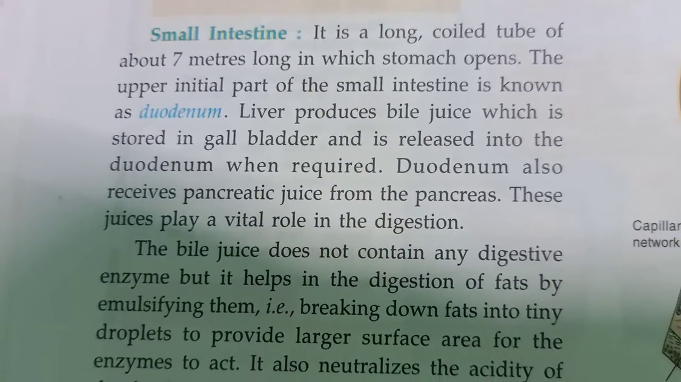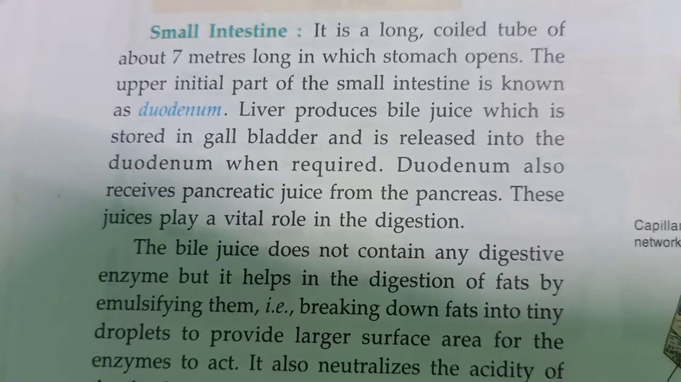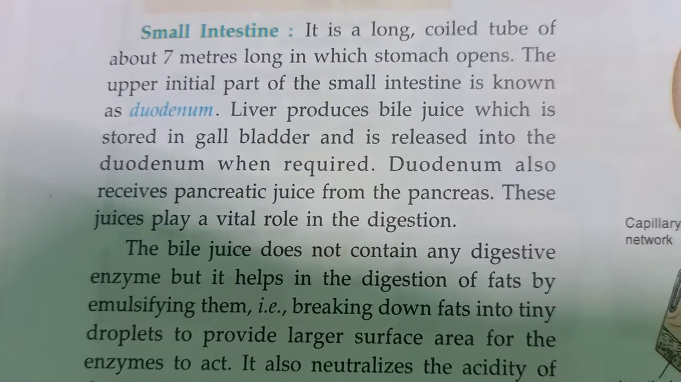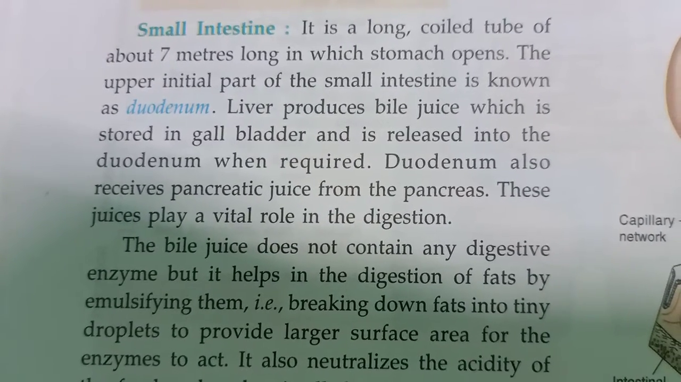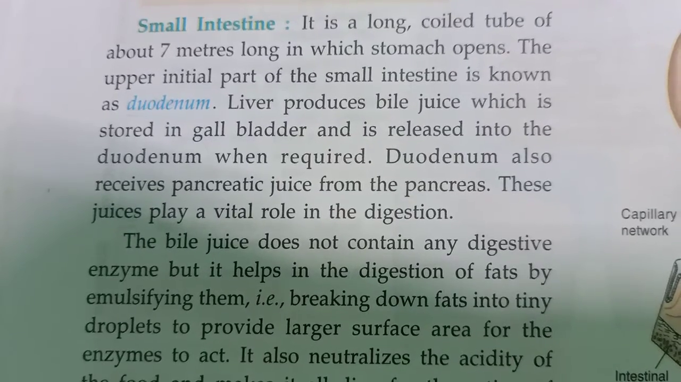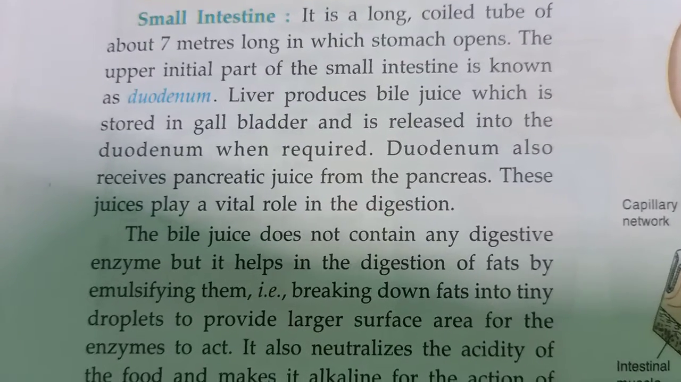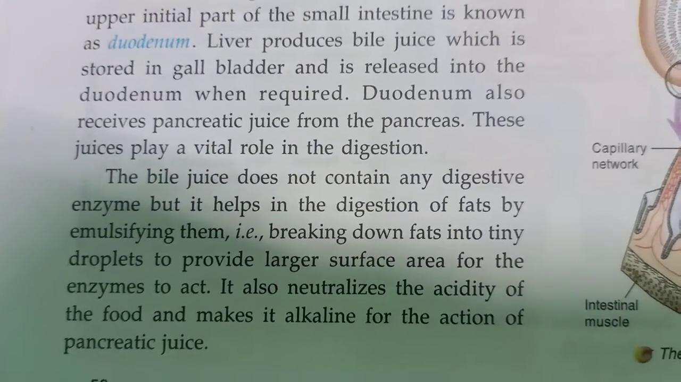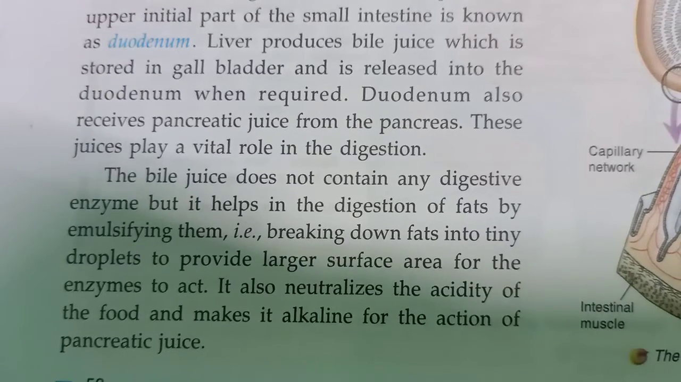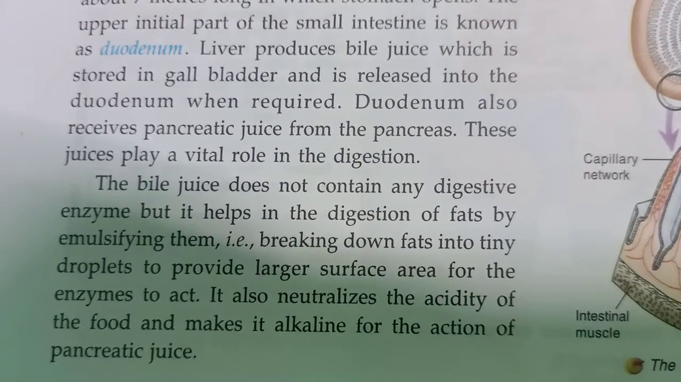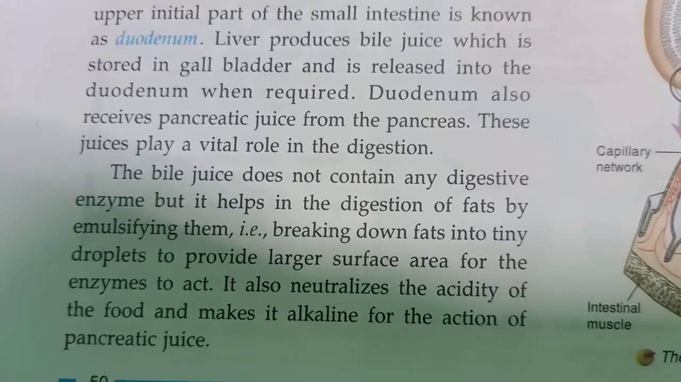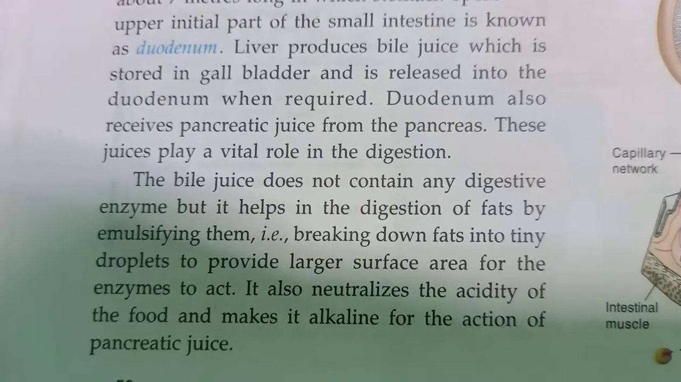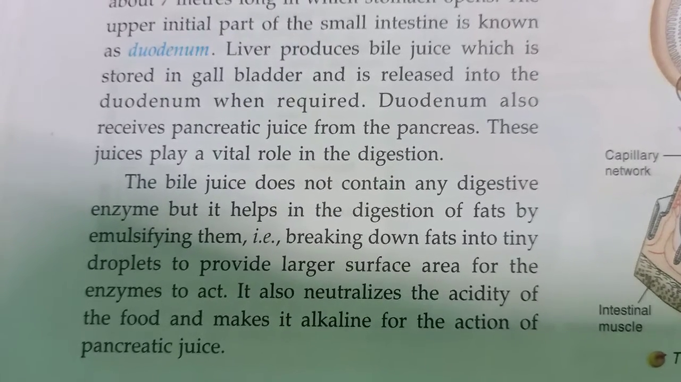The bile juice does not contain any digestive enzyme, but it helps in the digestion of fats by emulsifying them. Now children, emulsification means the breaking down of fats into tiny droplets to provide a larger surface area for the enzymes to act. Means they break down the fats into tiny droplets, and with the help of the enzymes they can easily digest it. It also neutralizes the acidity of the food and makes it alkaline for the action of pancreatic juice.